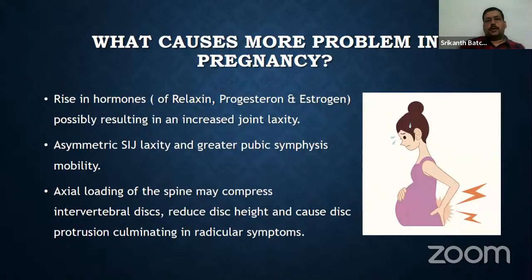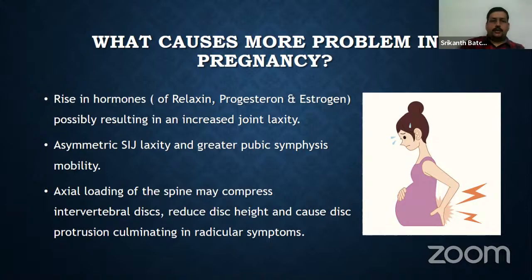So what causes more problems in pregnancy? The rise in hormones relaxin, progesterone, and estrogen, possibly resulting in increased joint laxity and asymmetric sacroiliac joint laxity, which is one of the most common causes of post-delivery pain also, SI joint pain, and greater pubic symphysis mobility. Pubic symphysis diastasis does not exactly come under low back pain. It will manifest anteriorly, but sometimes the pain will be referred to the low back.